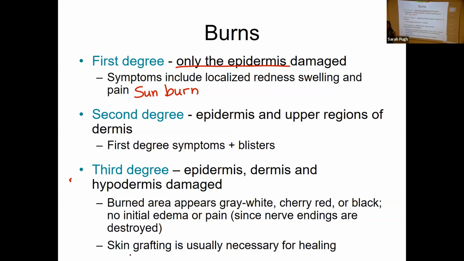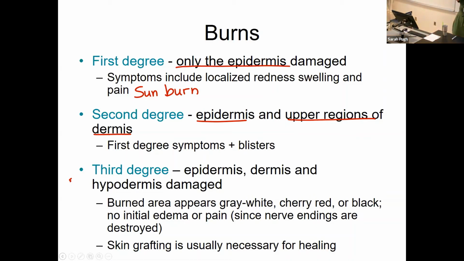A second degree burn damages 2 layers of your skin. It damages the epidermis and upper regions of the dermis. In terms of symptoms of a second degree burn, you'll have redness. It'll be painful, but it's usually also accompanied by a blister. Remember, I told you earlier in this chapter, what causes blisters is when the epidermis and dermis pull apart from each other. You get a fluid-filled pocket in there. That can be from friction. It can also be from a second degree burn, right? You damage those 2 layers, they pull apart, and now you get fluid.